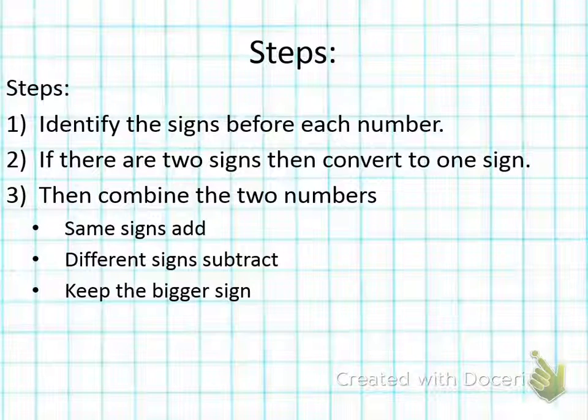So here are the steps that I have for the lesson. Identify the signs before each number. If there are two signs, then convert to one sign. Then combine the two numbers together. Same signs add, different signs subtract, and keep the bigger sign. So this is just how I do it. We're going to do it a few ways.